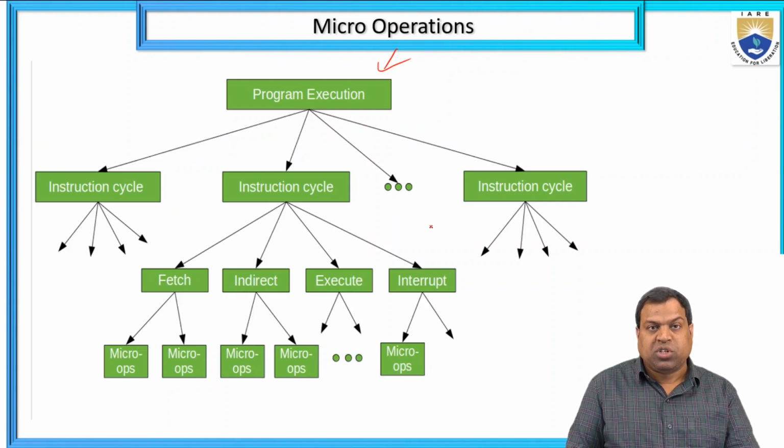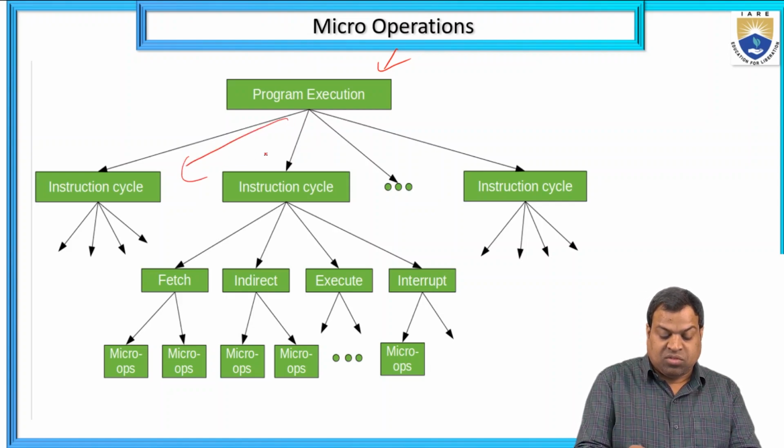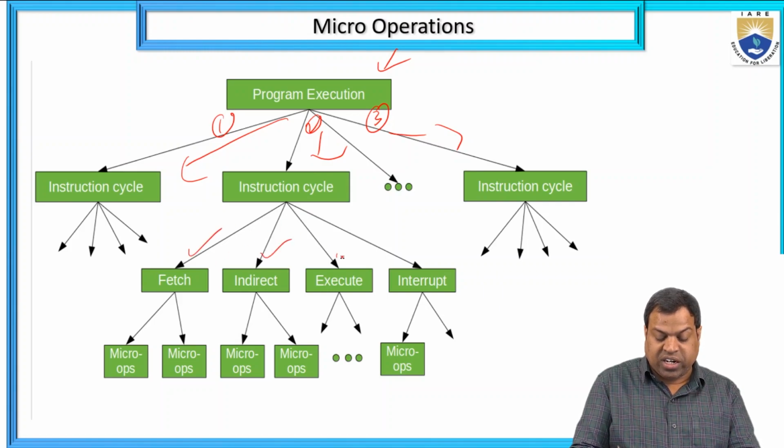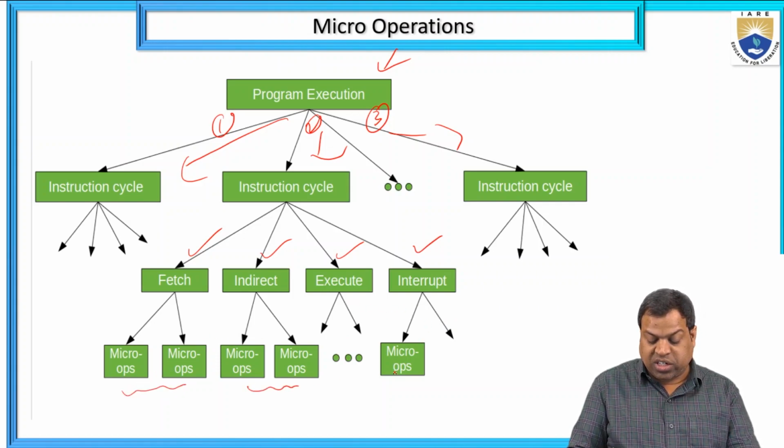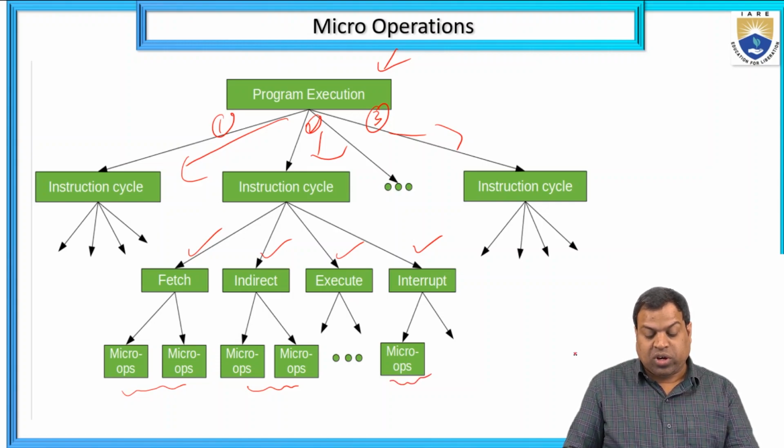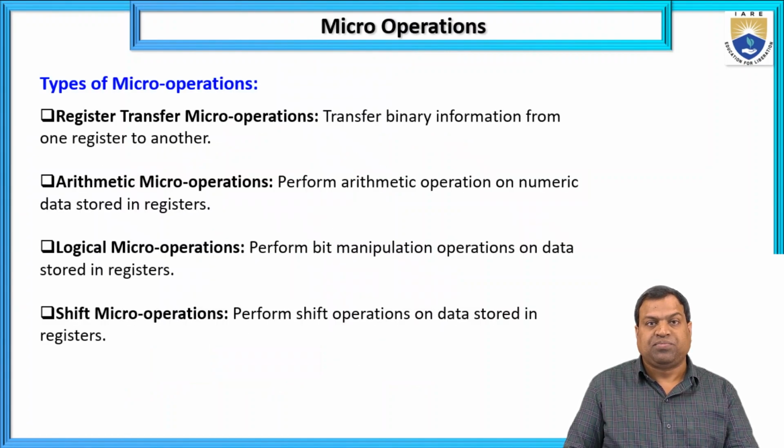Program execution is divided into instruction cycles. Suppose I am taking three instruction cycles. In every instruction cycle we have fetch, indirect, execute, and interrupt. Fetching is a micro operation, and the indirect, execute, and interrupt cycles are also micro operations. So program execution is a set of instruction cycles, and in these instruction cycles we have fetch, indirect, execute, and interrupt. These are the micro operations.